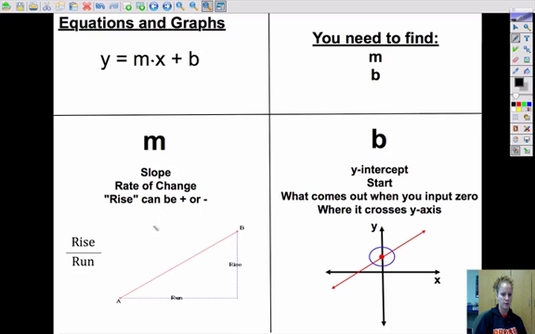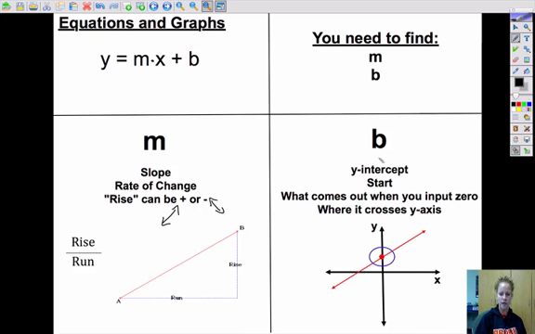The rise can either be positive when a line goes up or negative when a line goes down. That's the top fraction. The top part of the fraction can either be positive or negative. If the line's going up, we see how much we go up and how much we go over. If the line's going down, we see how much we go down and how much we go over. And that fraction or whole number, if it's over 1, goes where this m is.